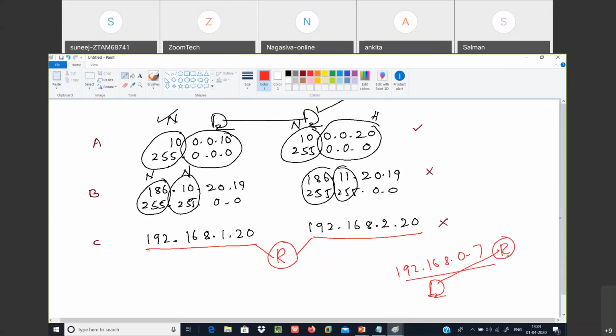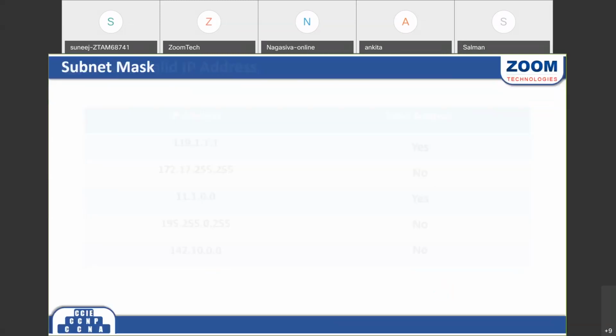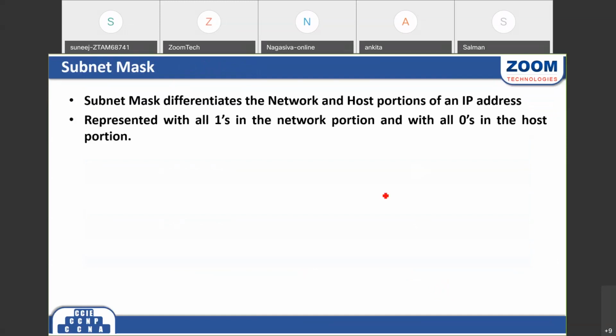We are going to discuss clearly how a router exactly enables different network communication, and how it maintains the tables or IP address information. Subnet mask differentiates the network and host portions of an IP address, represented with ones in the network portion and zeros in the host portion.